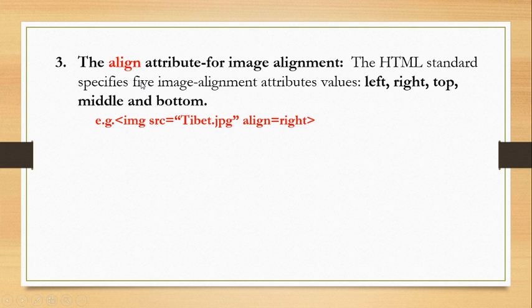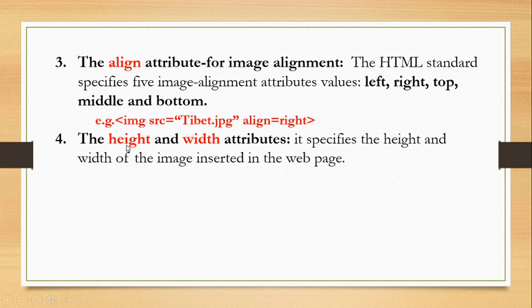In case of the third attribute, that is align, it has 5 values: left, right, top, middle and bottom. By default the alignment of the image in a web page is left. If you want to apply right, then you have to write right, and top, middle, bottom are based on the text. So you can write this way. This is the example: img src tibet.jpg. This is the name of the image, and this is align equal to right. Now we are going to align this tibet.jpg to the right side of the web page.